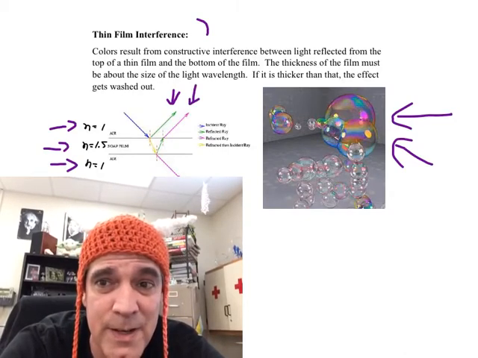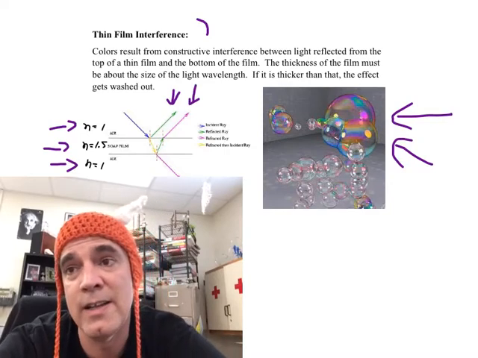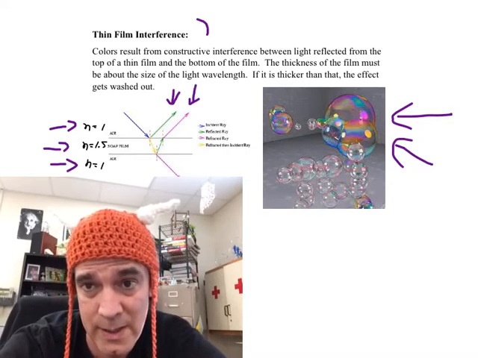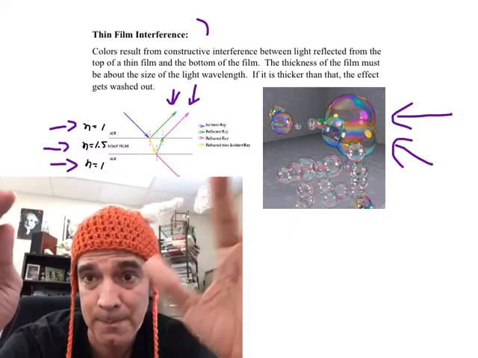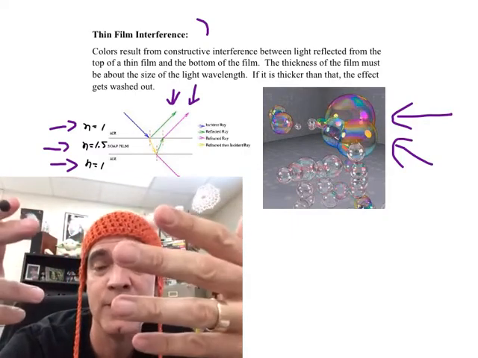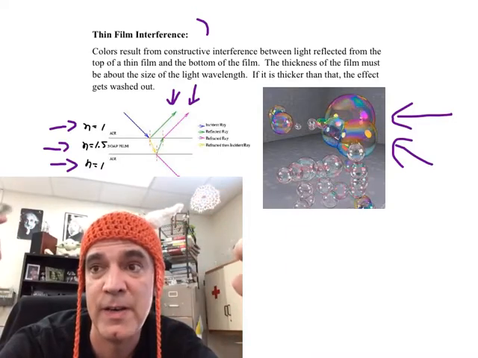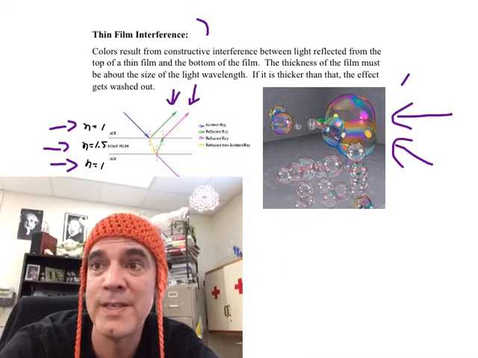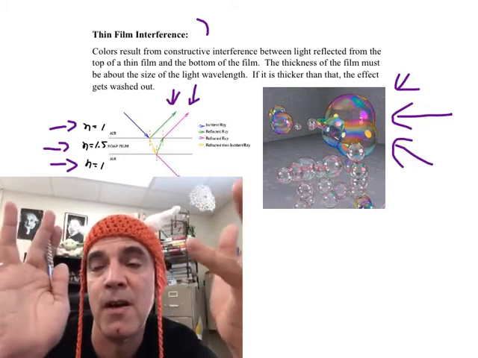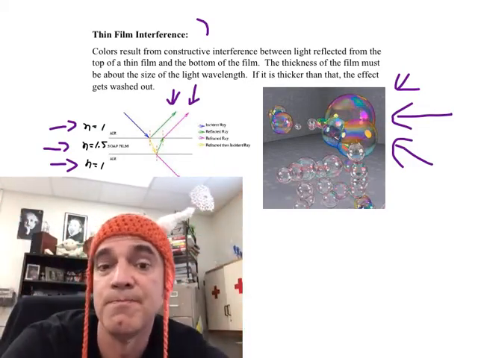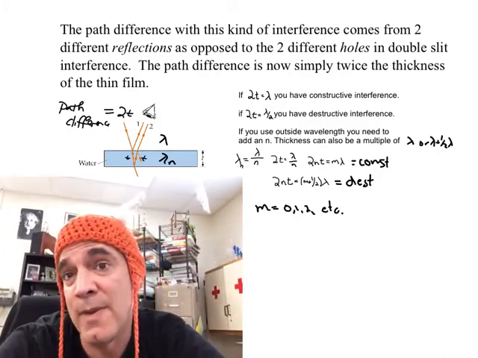And so if the path difference is a wavelength, then we get constructive interference, and if path difference is a half a wavelength, we get destructive. And since different colors of light have different frequencies, different ones are constructively interfering at different times. And so the reason why this is different colors is because the width of the soap bubble is different around the bubble. Let's get into the math a tiny bit, okay?